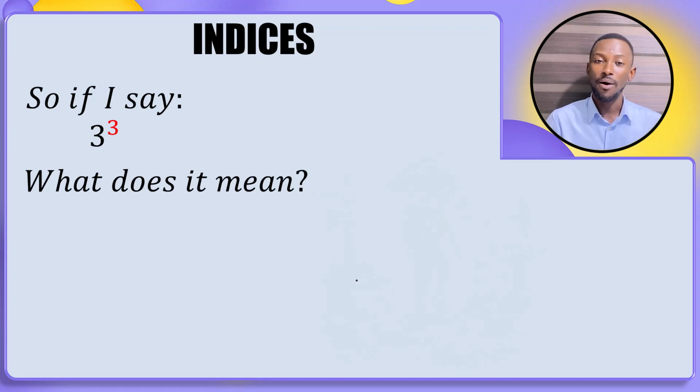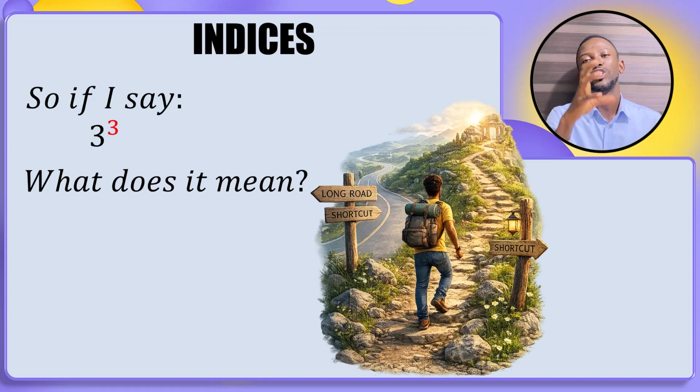So indices is more like a shorthand, a shortcut you would use to get to a destination instead of passing the long road. So instead of writing 2 times 2 times 2 times 2 times 2 times 2, 8 times, you just write 2 to the power 8. So 2 to the power 8 becomes an index form of that number. It's a short way of writing it.